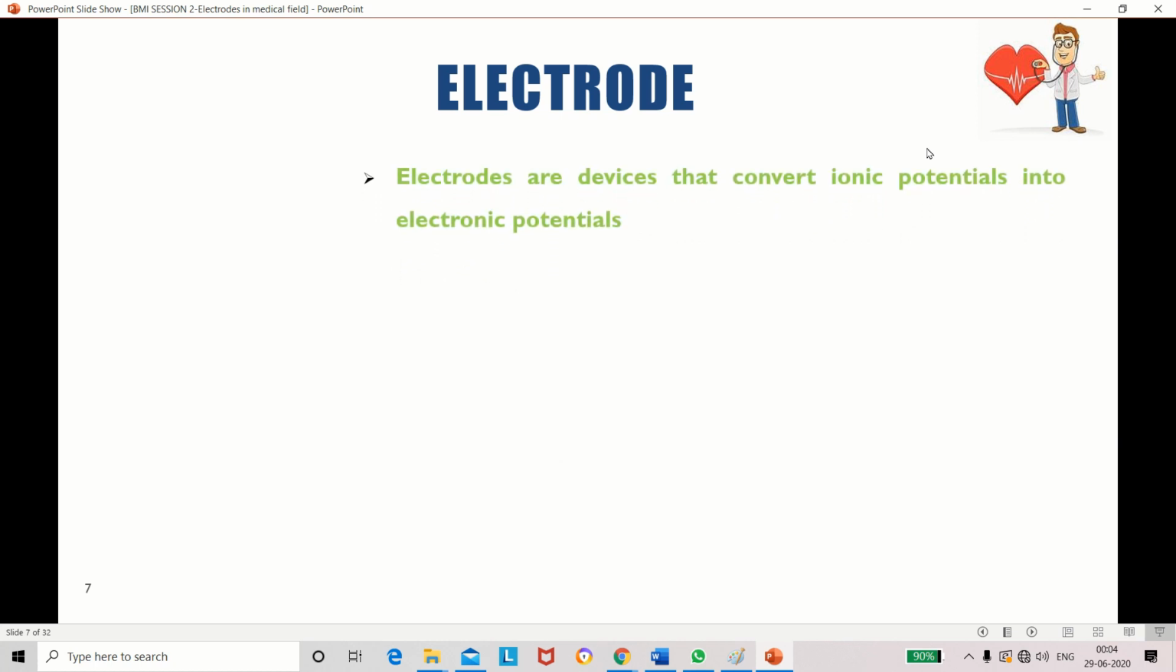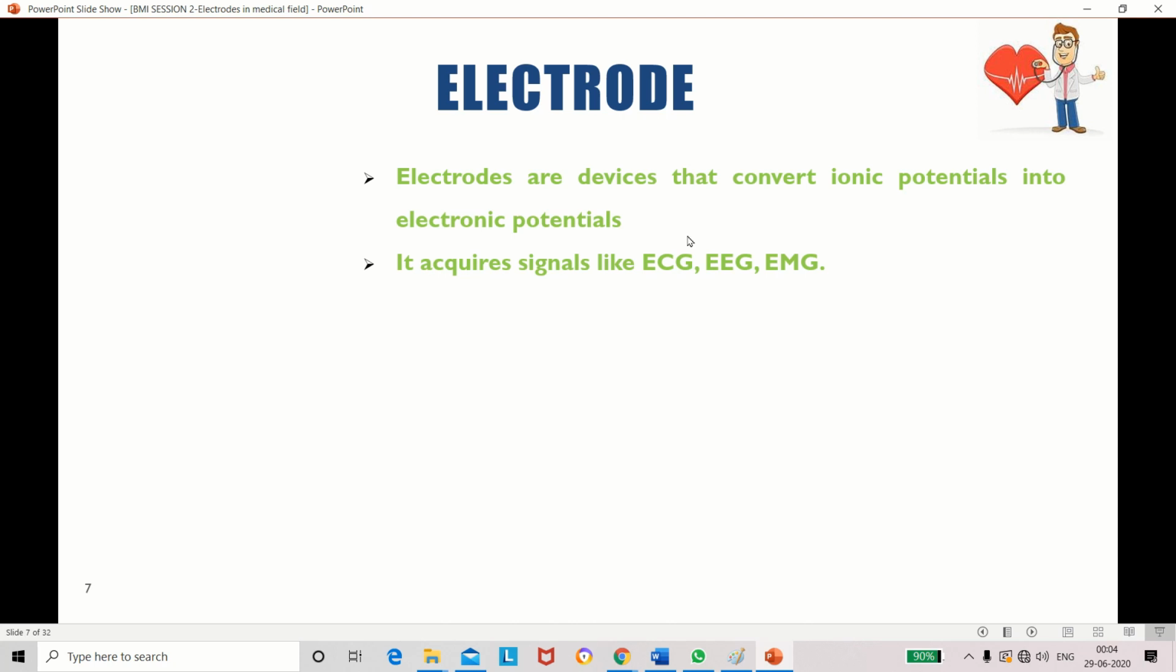First, let us see the definition. An electrode is a device which converts the ionic potential into electronic potential. We know that our body is full of ionic potential. We have lots of ions in our body, and due to the movement of ions, some potential is created. This ionic potential should be converted into electronic potential. With the help of an electrode, we are measuring that in the form of a signal.